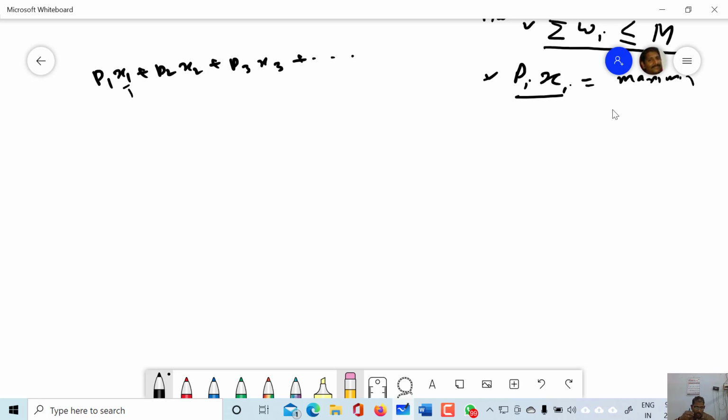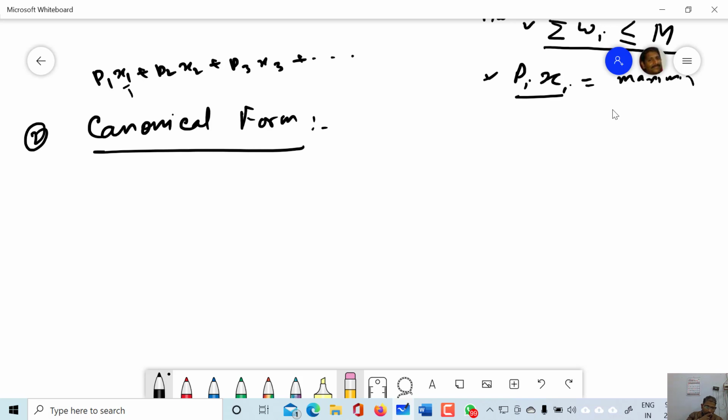In your book there are so many things, but they have explained the same thing which I discussed here. Now the next thing is different kinds of form. There can be different kinds of form, and they have discussed all these forms one by one. So the first form was the general form, the second form is the canonical form.